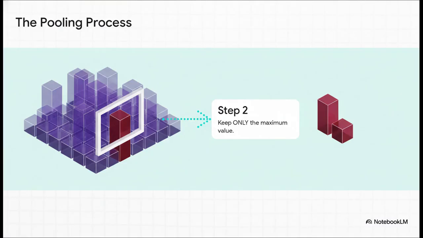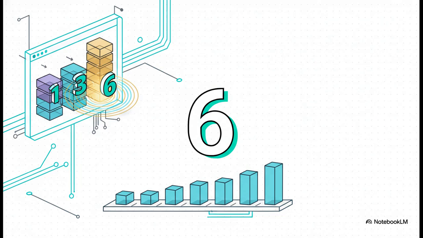The process really couldn't be simpler. We're going to slide a little 2x2 window across our grid, and for each little neighborhood it lands on, we ask one simple question. What's the single biggest number in here? That's the only one we're going to keep. All right, let's actually do it.